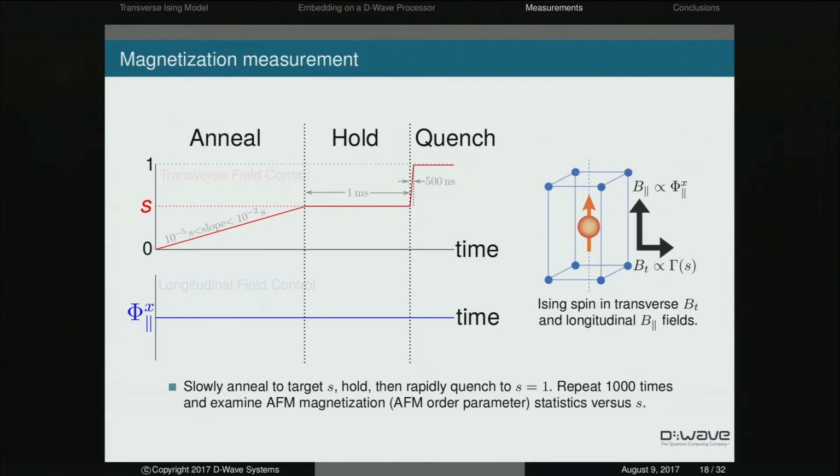I'm also going to keep my longitudinal fields at 0 for this particular measurement. So I'm going to try to maintain that Z2 symmetry for this particular measurement.